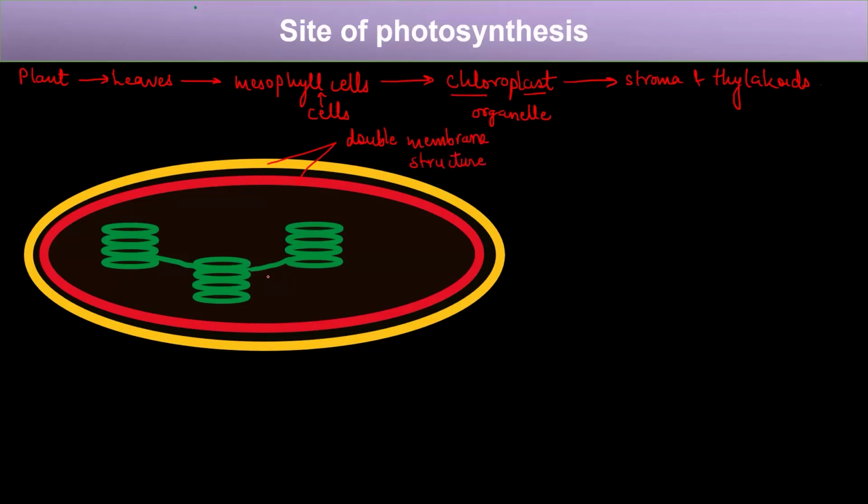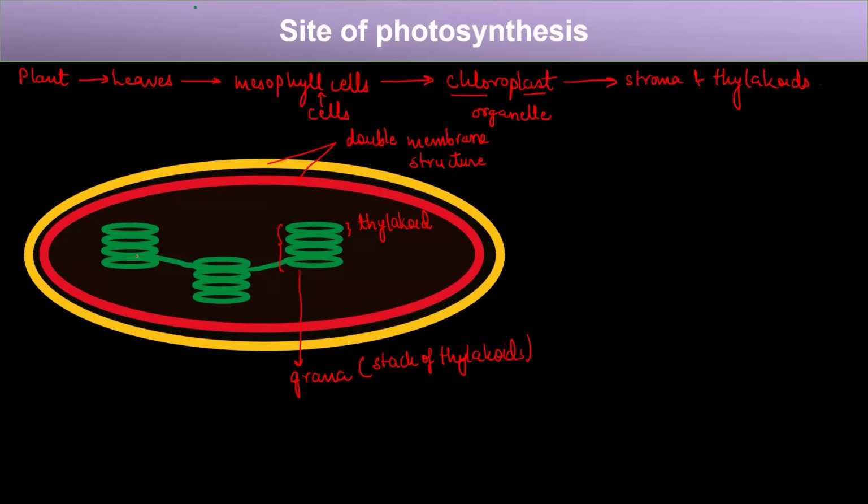Now, apart from this, these chloroplasts have a stack-like structure, among which a single unit of the stack is known as thylakoid. And the stack of these thylakoids, this entire structure, is known as what? This is known as grana. So grana is a stack of thylakoids.